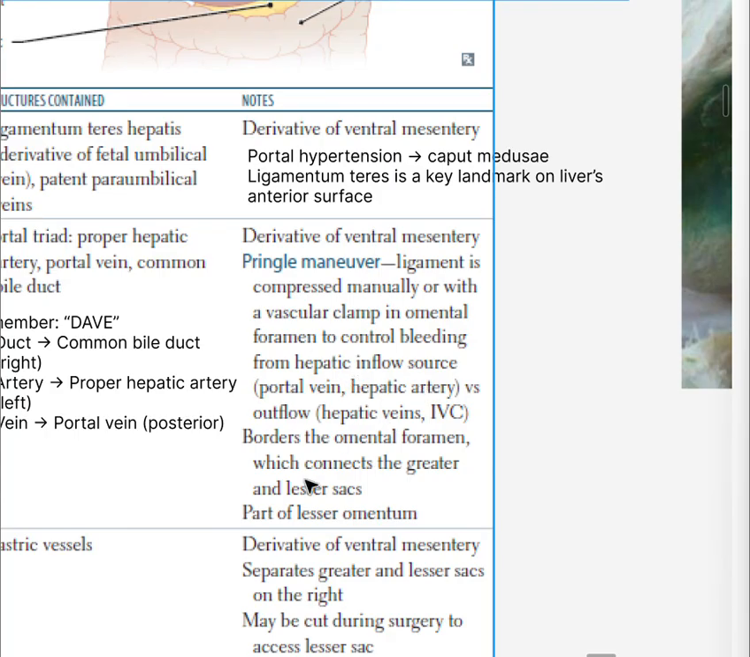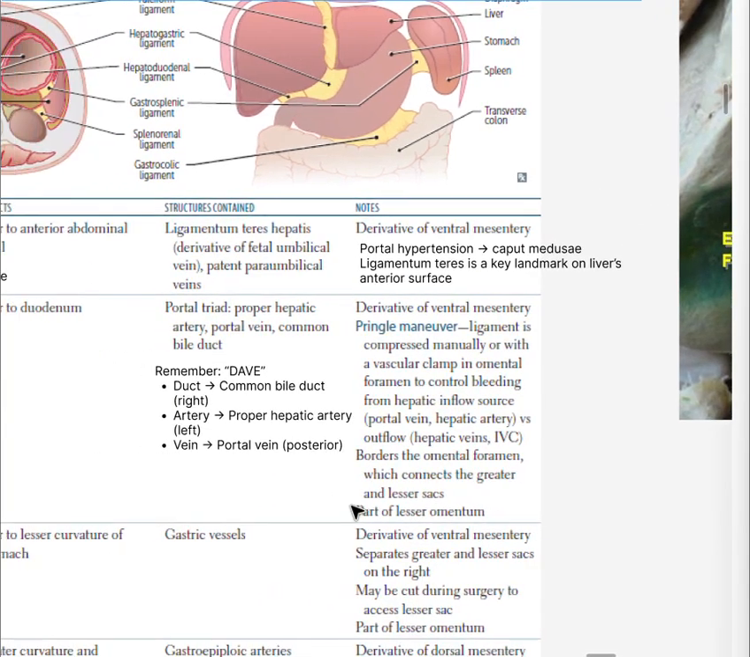I keep on saying gastroduodenal, I don't know why. The hepatoduodenal versus outflow bleeding, which is in the hepatic veins or inferior vena cava. It borders the omental foramen, which connects the greater and lesser sacs, and it's part of the lesser omentum.